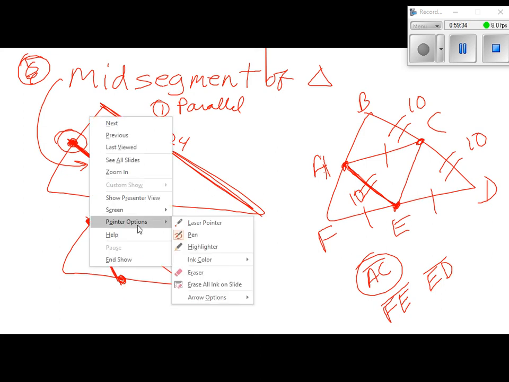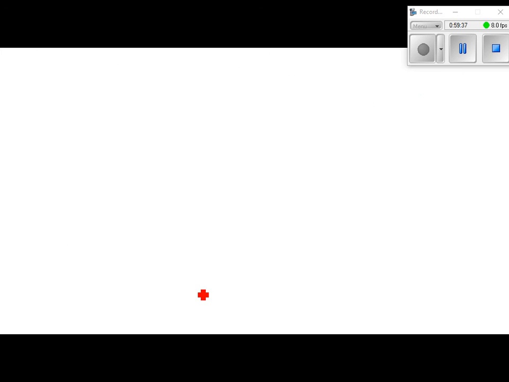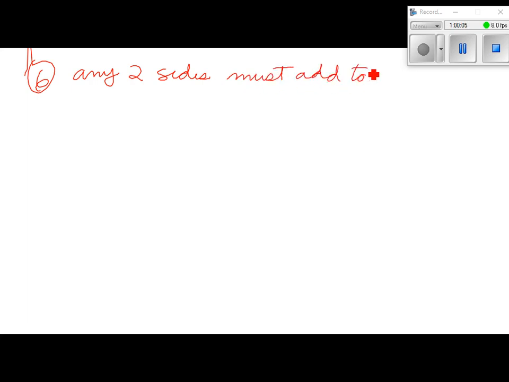What did the next one say? Theorems. Is that what it said next? Inequalities of the triangle. Oh, the inequalities. Number 6. The inequalities. We just got done covering this, right? So, a couple of things on the inequalities. Let's do one of the theorems. Any 2 sides must add up to more than the third side.